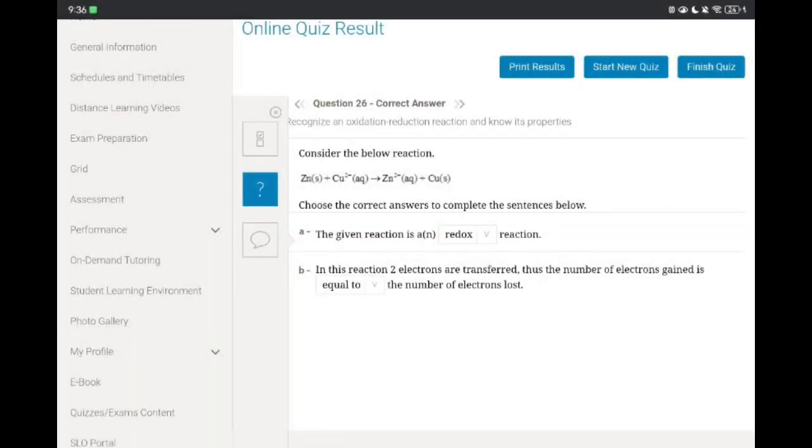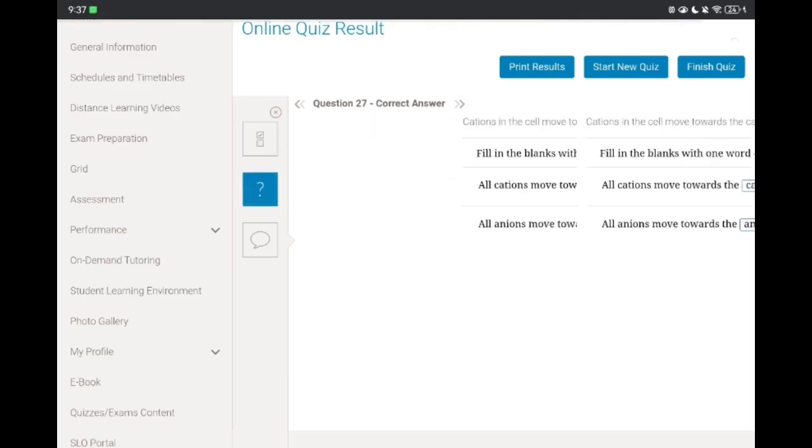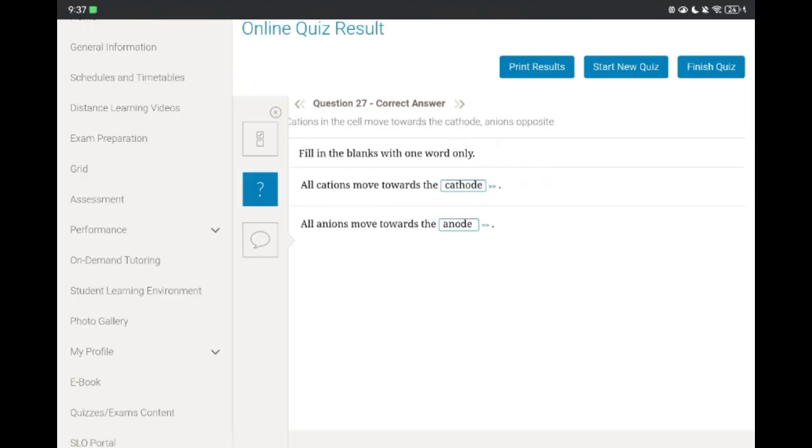In this reaction, 2 electrons are transferred. Thus, the number of electrons gained is equal to the number of electrons lost. So zinc lost 2 electrons to become this. Where did these 2 electrons go? The copper ion took them to become neutral. All cations move towards the cathode, anions move towards the anode. Just memorize that.